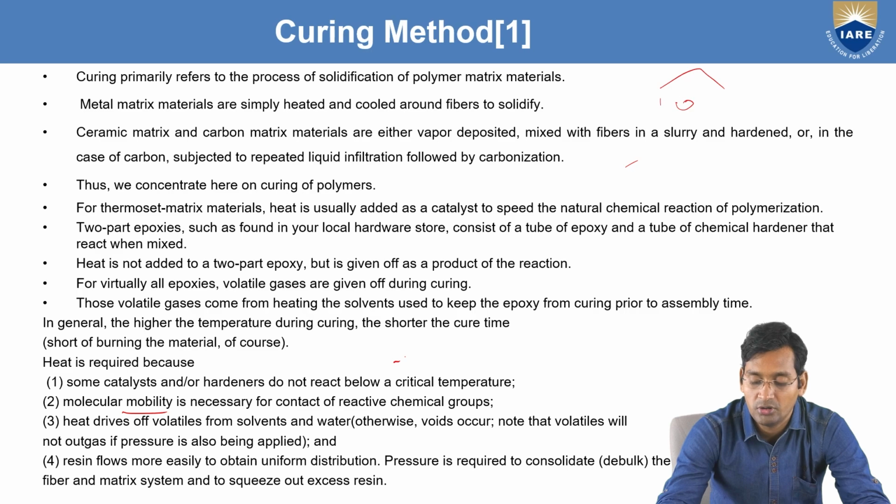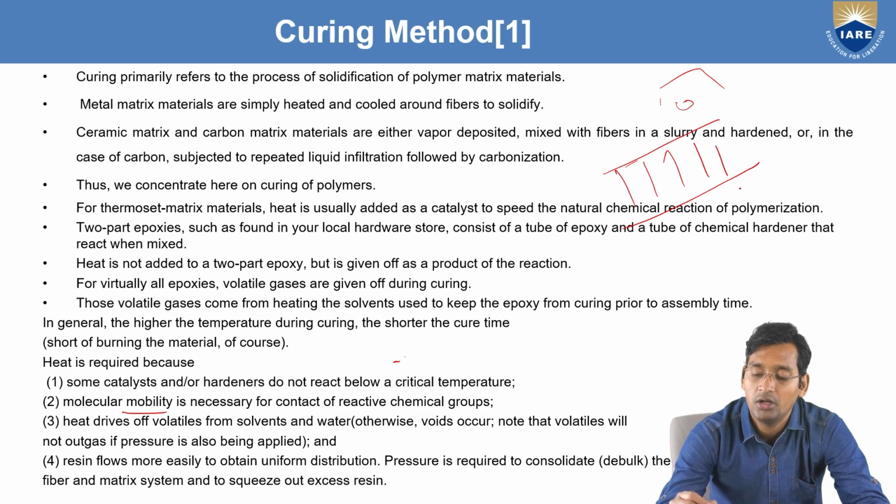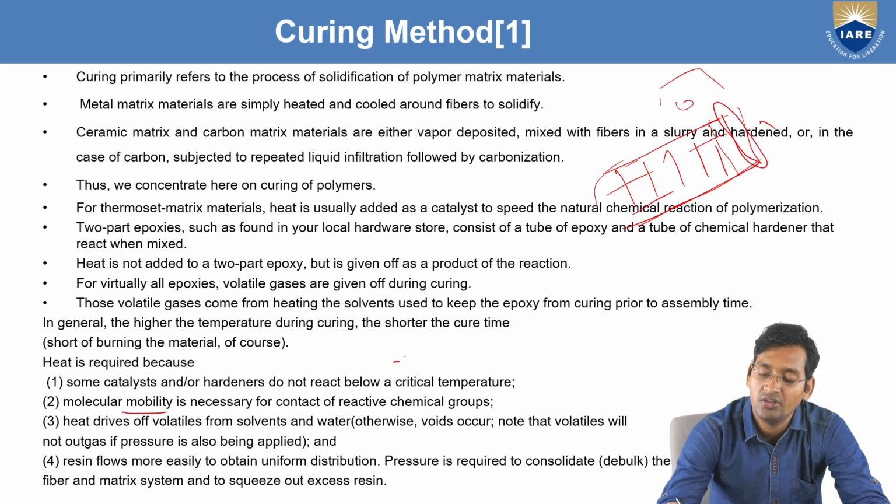Pressure is required to consolidate or develop the fiber and matrix system and to squeeze out the excess resin. So what happens? Just one layer is there, put something here, now put resin over here, now put fiber, and then put that one, and then apply pressure from here. After applying the pressure, you can see whatever excess glue is there will come out.